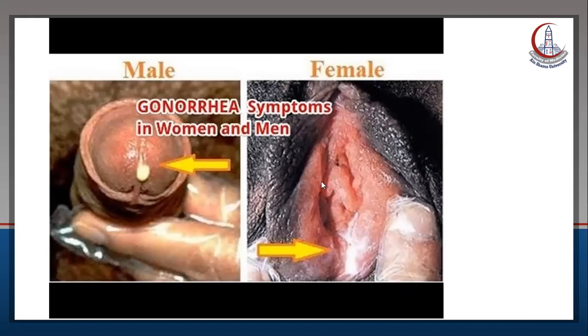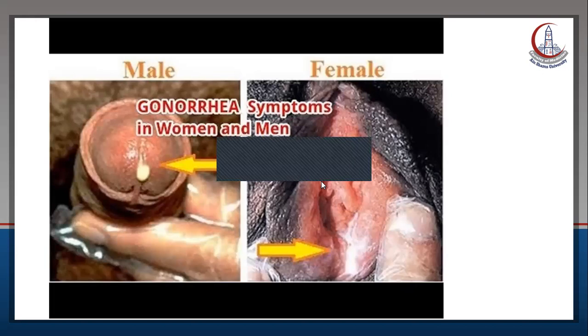Let's take a look at this figure again. If the infection is left untreated or treatment is delayed, the organism may spread to other sites to cause what we call complications. As the infection is here in the anterior urethra, it may spread to the posterior urethra and affect the prostate, causing prostatitis. Here the patient will present with pain in the perineum, the site of the prostate.